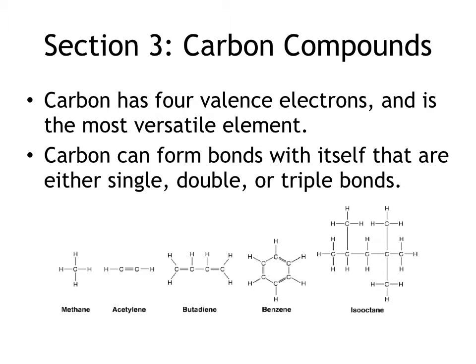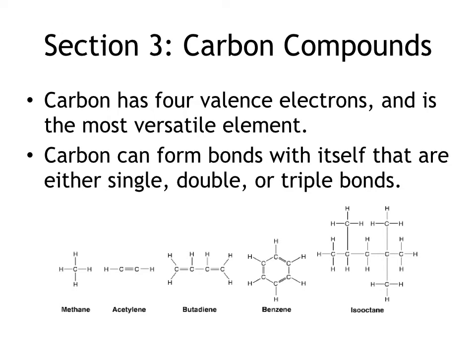Section 3 of Chapter 2 is going to be the chapter that the majority of your test is going to be on. It's dealing with carbon compounds. Now, carbon has 4 valence electrons and is the most versatile element. Carbon can form bonds with itself that are either single, double, or triple bonds.